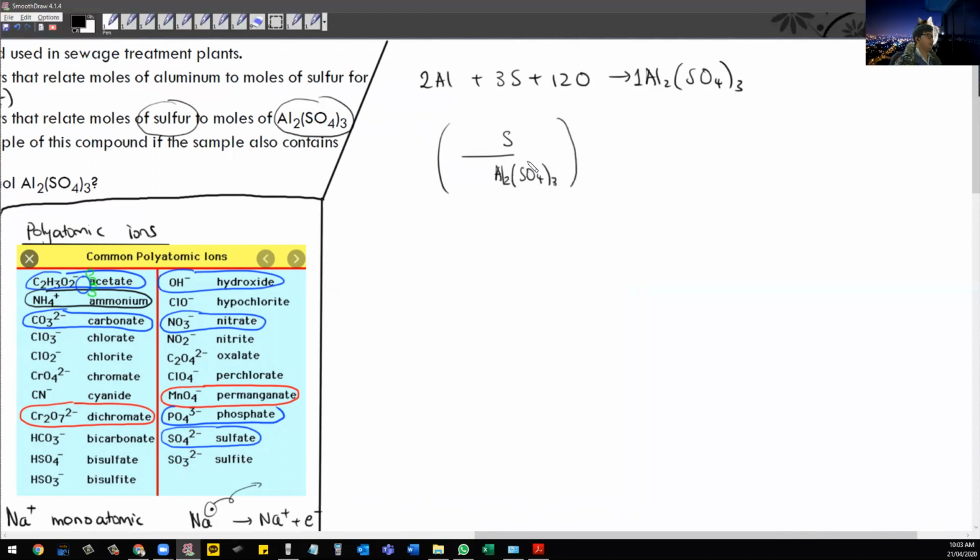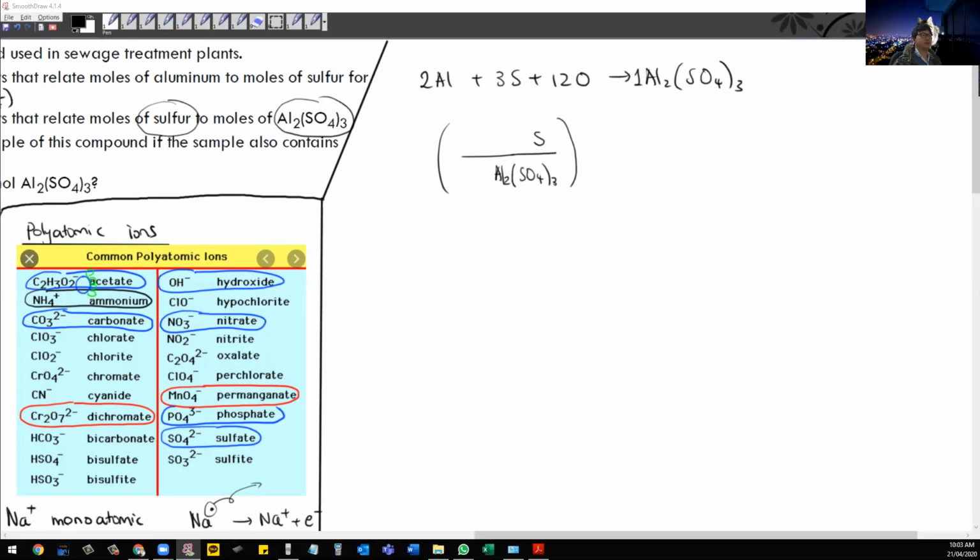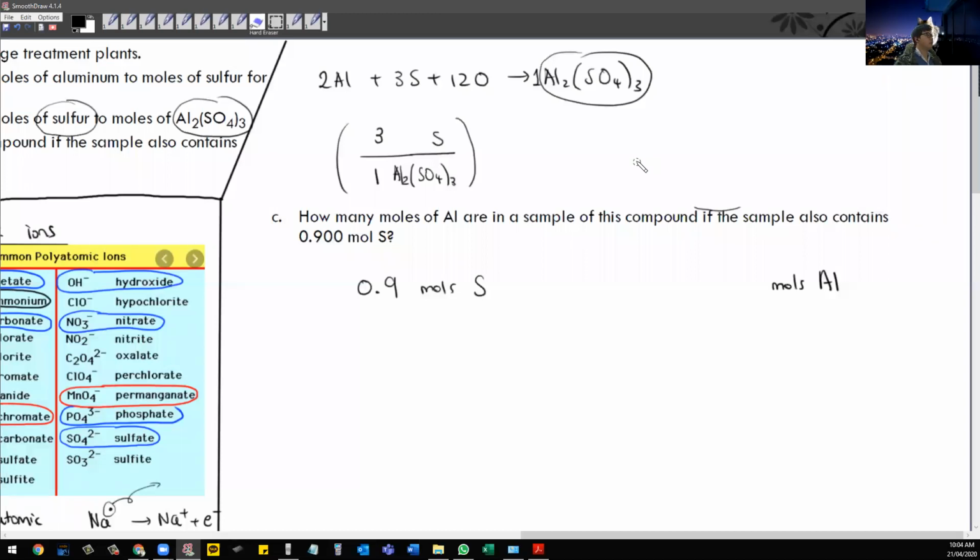You guys a bit lost? So the answer for this one is very simple, right? So just 3 to 1. There are 3 sulfur and 1 Al2(SO4)3. Now the next question is, if you have 0.9 sulfur, how many aluminiums are there? I got 0.3. I don't think that's true. I think it's supposed to be 0.6.